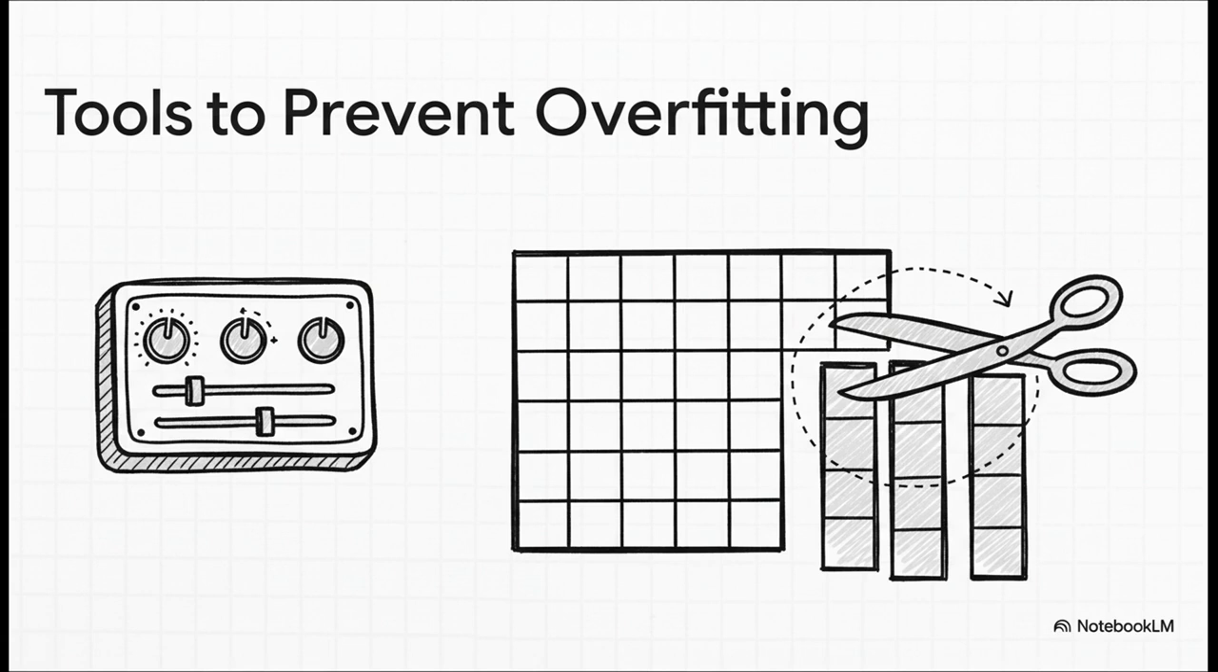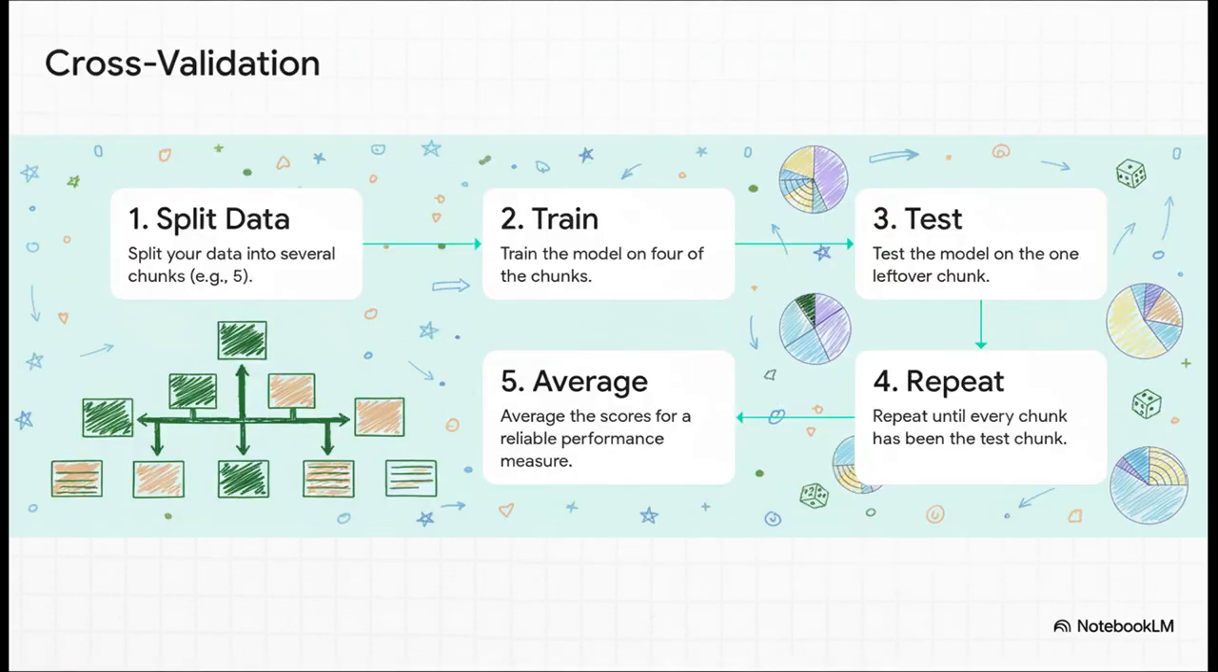But the most important tool, by far, is something called cross-validation. It's the ultimate reality check. People often call cross-validation the single most important technique we have, and here's why. You chop your data up into a few pieces. You then train the model on most of them, but you hold one piece back. Then you test the model on that one piece it's never seen. And you just repeat this process until every single piece has had a turn being the test chunk. By averaging all those scores, you get a much more honest, reliable measure of how your model will actually perform out in the wild.